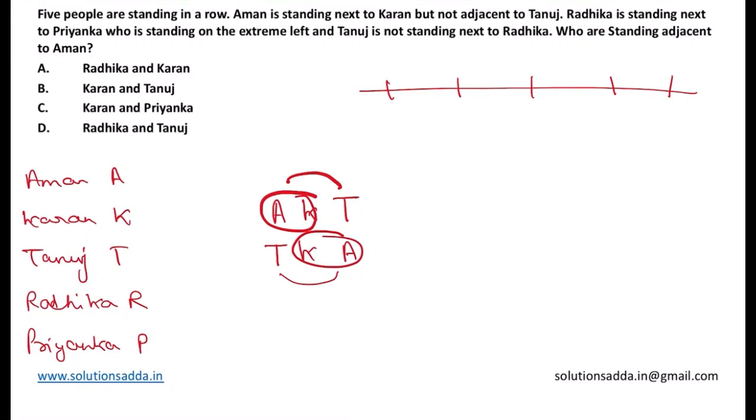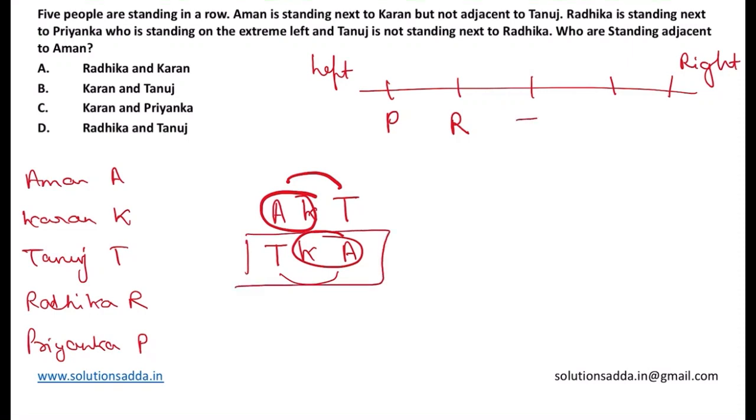Now, next is Radhika is standing next to Priyanka, who is on the extreme left. Suppose this is the left side, this is the right side. So Priyanka is on the extreme left and Radhika is standing next to Priyanka. Therefore, the second position from the left is Radhika. And Tanuj is not standing next to Radhika. Therefore, this particular situation is not possible.